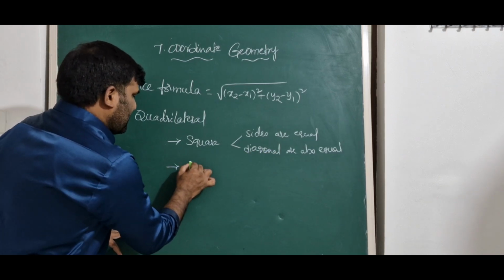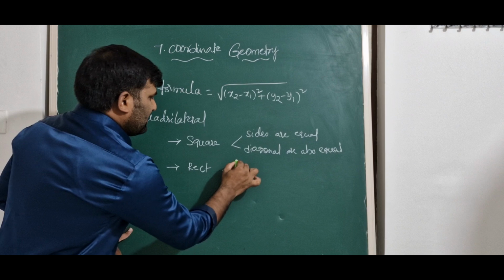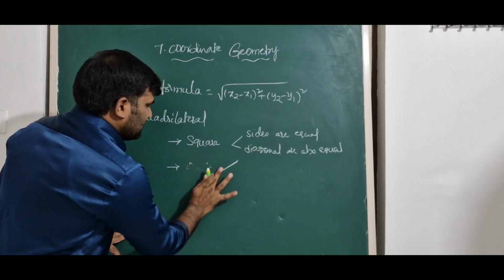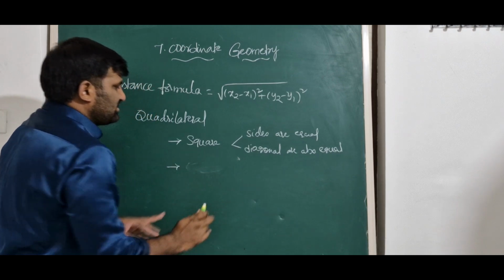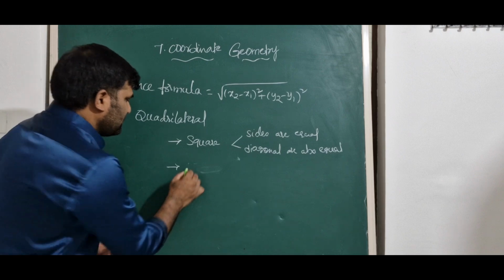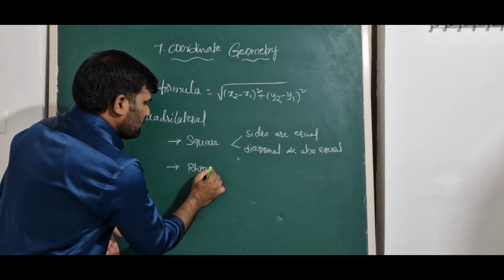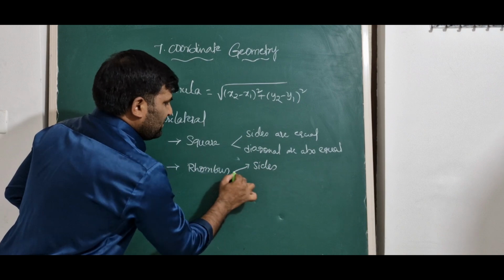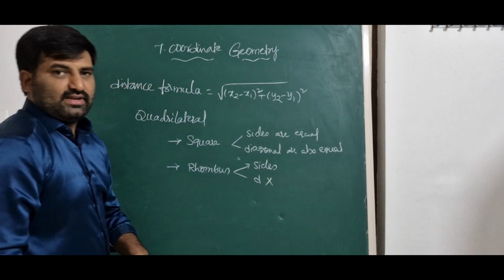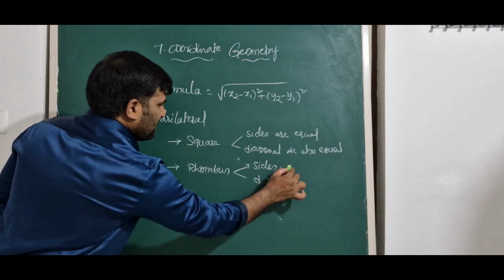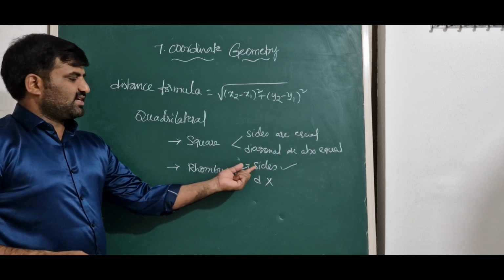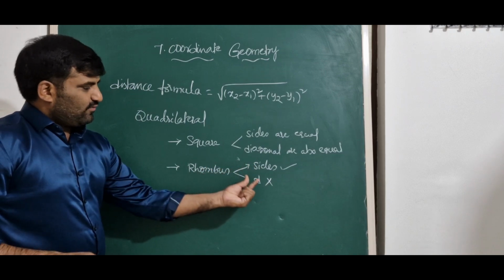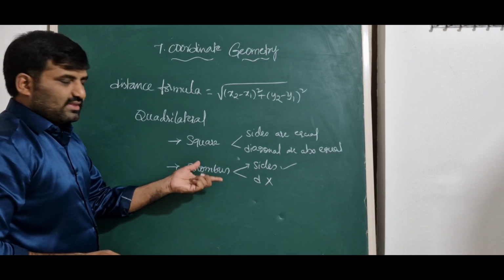Next one is rectangle. After this I will write rhombus, because there is a relationship between square and rhombus. For rhombus, only sides are equal, diagonals are not equal. All 4 sides are equal, so we can call it a rhombus. If the 2 diagonals are not equal, then that is a rhombus.